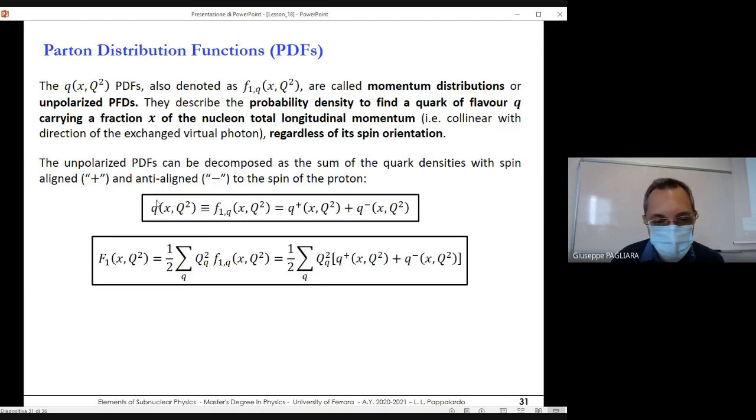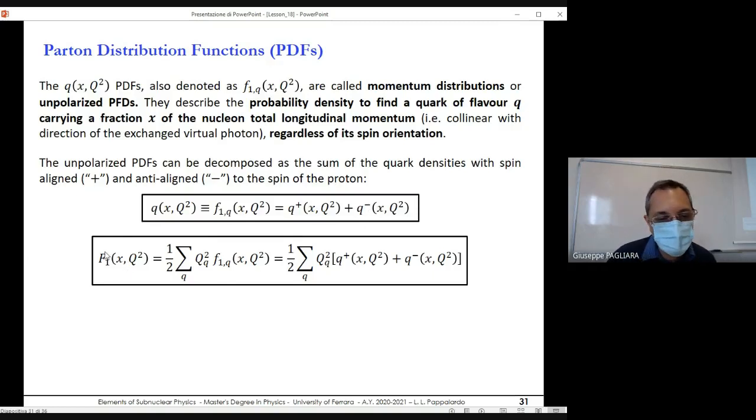So the quark PDF, which we can equivalently call F1, is indeed given by the sum of these two contributions. Since you have the sum, you are essentially adding up both quantities, so in a sense all these quantities are spin independent. You are summing up both spin projections. So q plus is the PDF of a quark of flavor q with the spin of the quark aligned to that of the proton, and q minus with the spin anti-aligned, so anti-parallel.